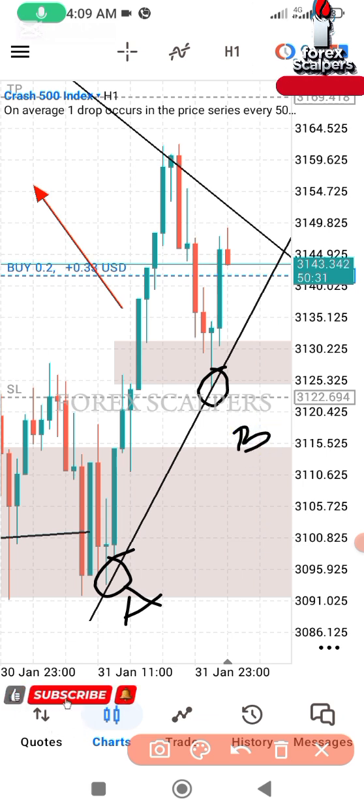So even if price reverses from this zone, if price reverses from here and comes into this trend line and then breaks out of this to the upside, I will have another buy entry around this zone. So this is how exactly you can profit trading this strategy.